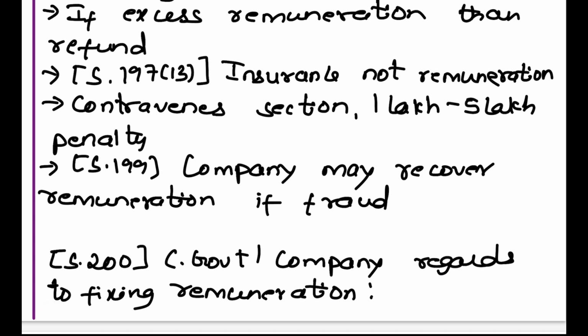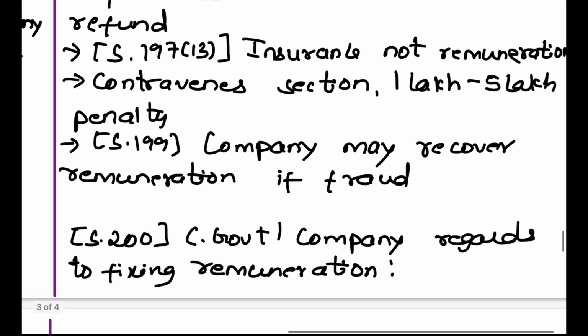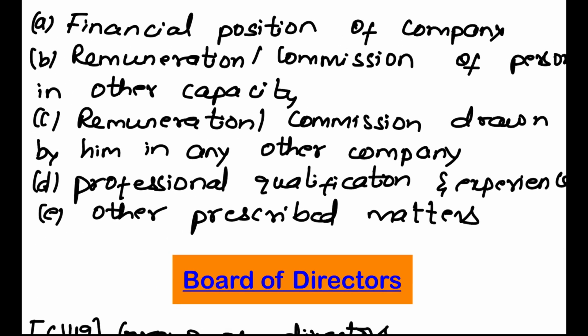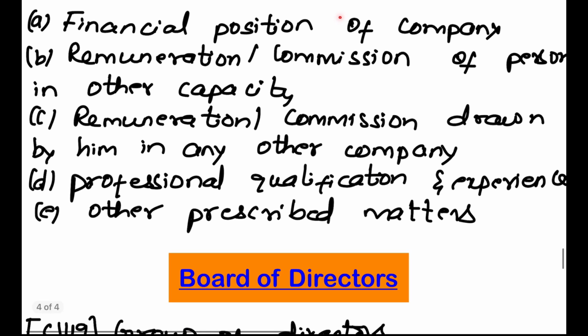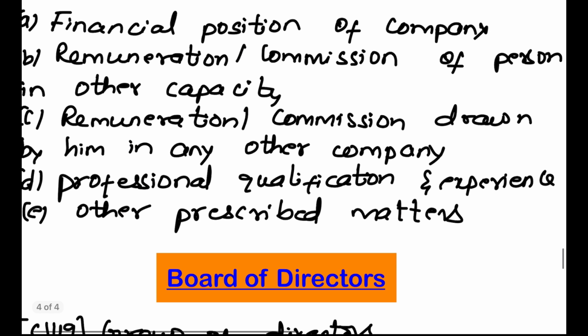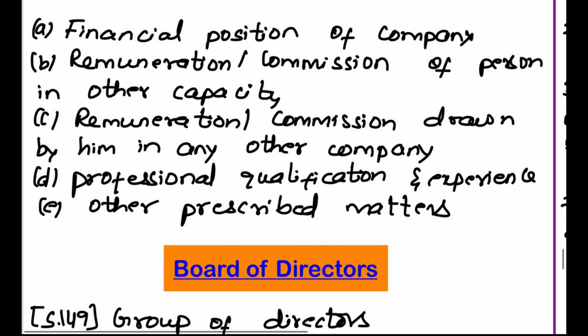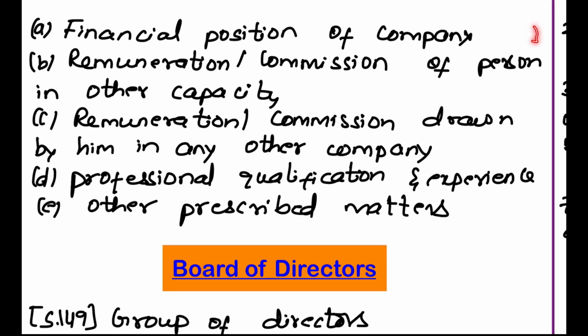Under section 200, the central government or company should give regard to the following points in fixing remuneration. First is the financial position of the company. So before giving remuneration to any person, the company should give regard to these factors: the financial position of the company, remuneration or commission drawn by him in any other capacity, professional qualifications and experience, or other prescribed matters. So on this basis, the remuneration is provided.